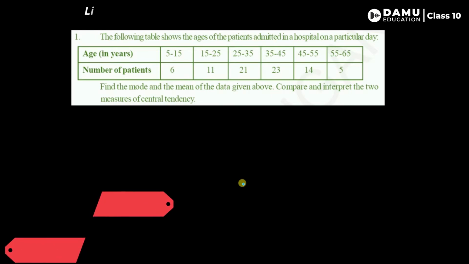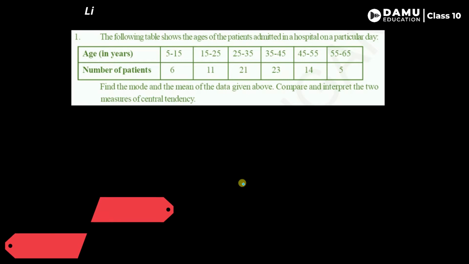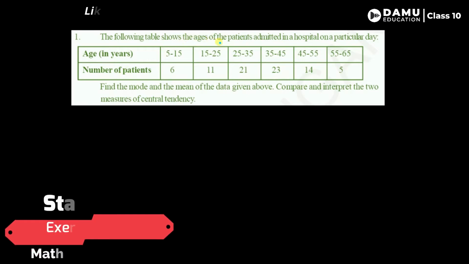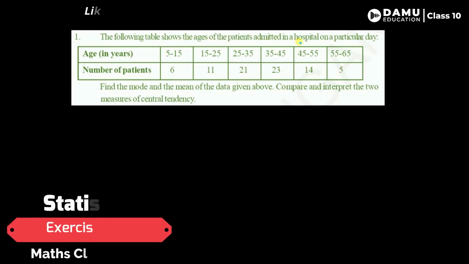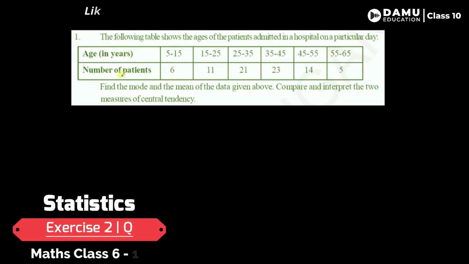In this module, we are going to discuss our next exercise. The following table shows the ages of the patients admitted in a hospital on a particular day. Age is given in years, and the number of patients is given. Find the mode and mean of the data given above. Compare and interpret the two measures of central tendency. We are going to use the step deviation method.